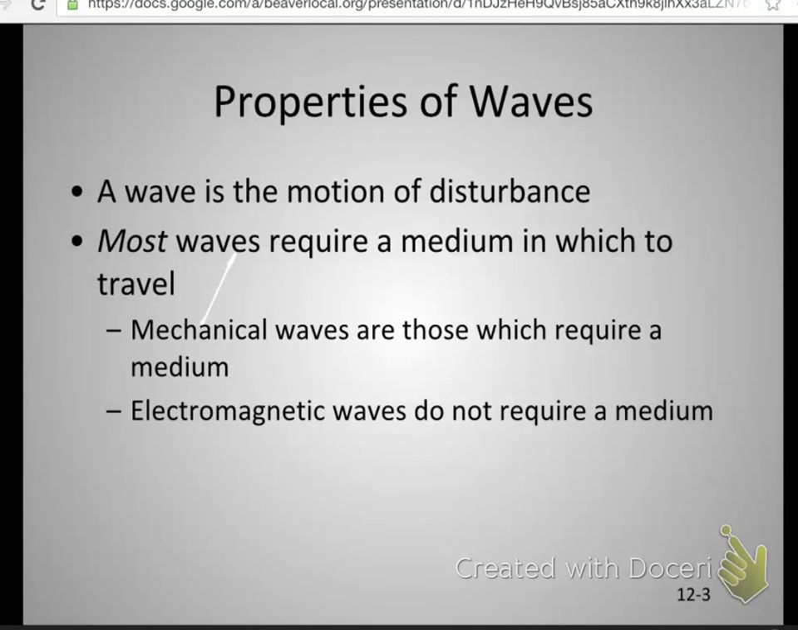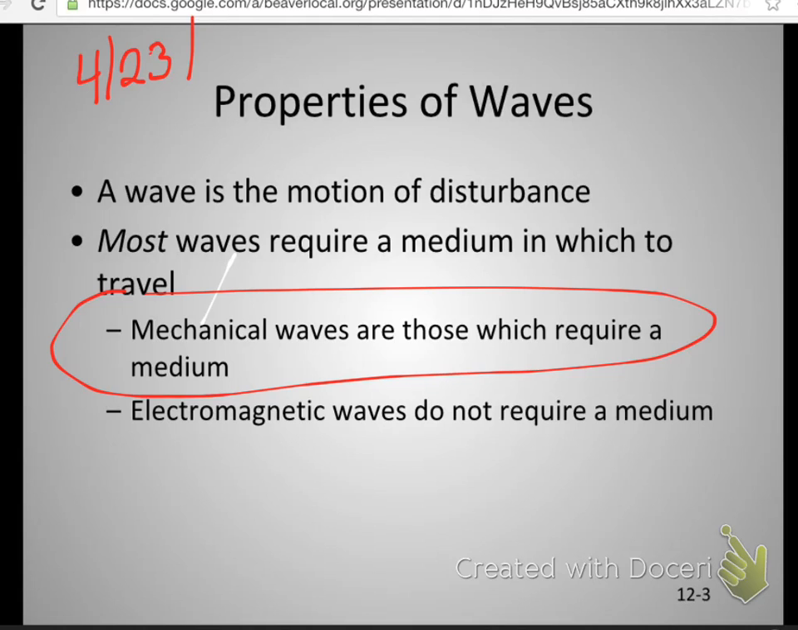Okay, so we're going to talk a little bit about properties of waves. They are disturbances in a medium of some sort. Most waves require a medium, and mechanical are the ones that do. Electromagnetic is the exception. That's things like the sunlight that comes through the vacuum of space that we get bathed in every single day.